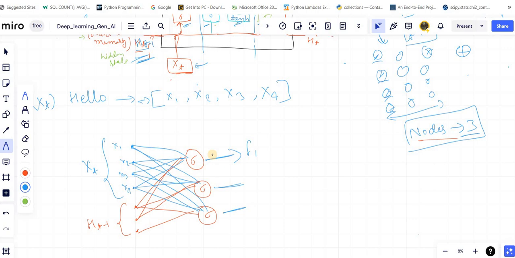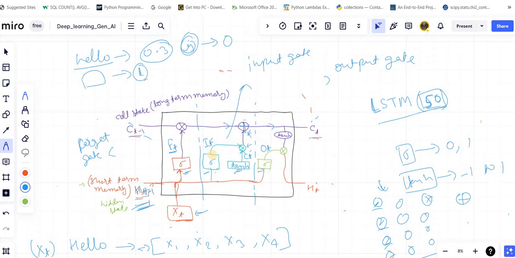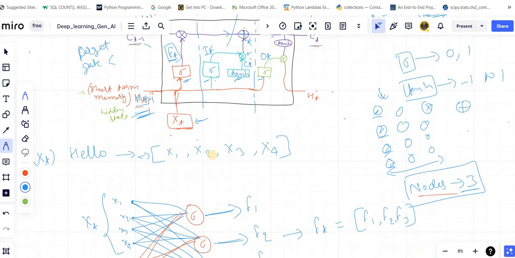From every neuron, we will get this output f1, f2, and f3. This will be denoted as ft, which is f1, f2, and f3. You can see it here. This is the ft, and you can see it has 3 dimensions, as we had selected the nodes. So ft comes out with the same dimension. Is it clear?